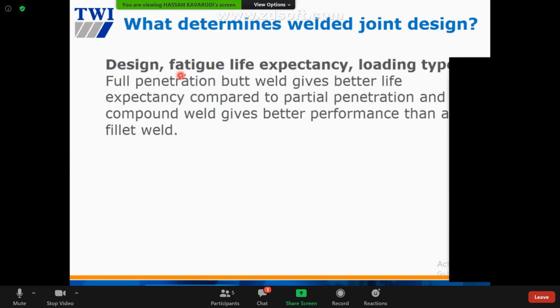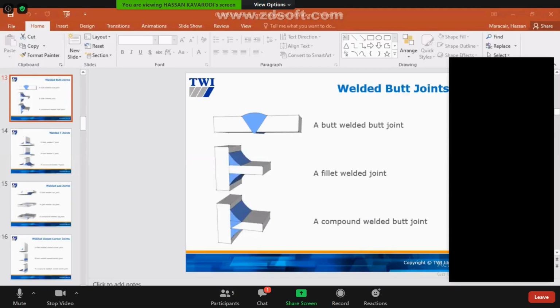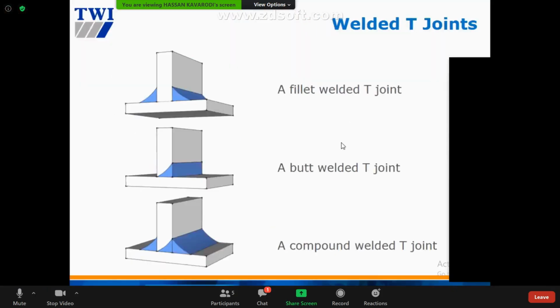All right, design: better life expectancy, loading type. Full penetration will give better life expectancy compared to partial penetration, and compound weld will give better performance than fillet weld. All right, we're going to talk a bit about compound weld here. All right, example here. Talking about compound weld, yeah?